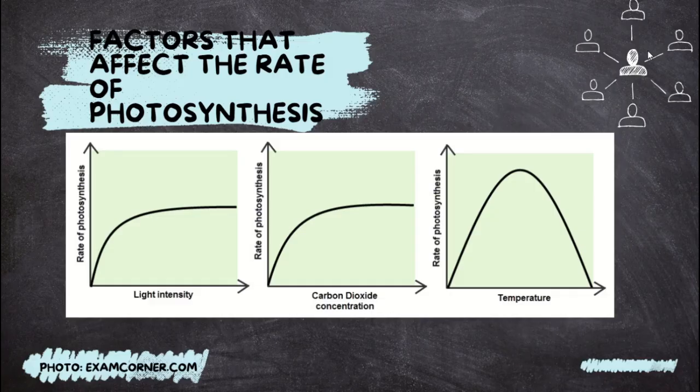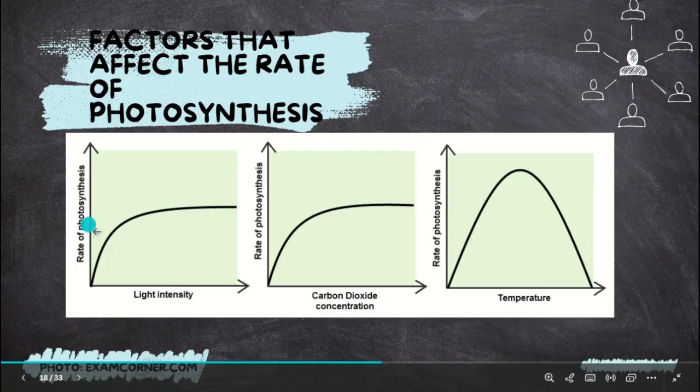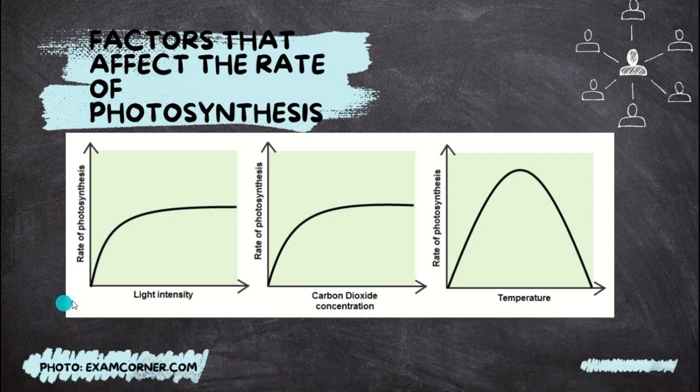So let us take a look. Now we're going to look at some graphs and see what's going on here. Three of the factors we just mentioned are very important. The first graph shows rate of photosynthesis against light intensity. The more light, the faster the rate of photosynthesis. The rate is going to increase until something else becomes the limiting factor.